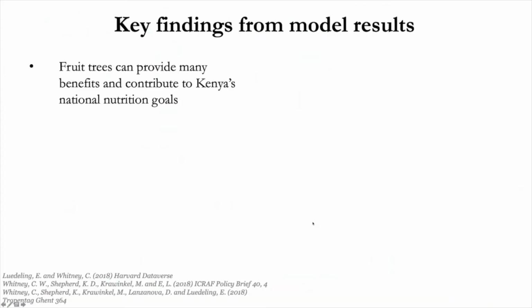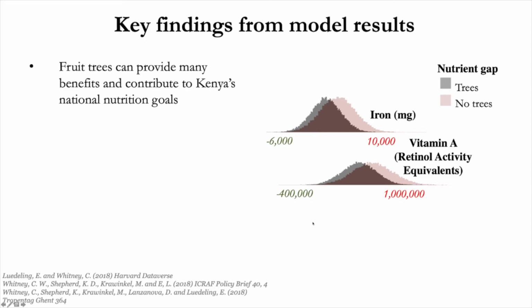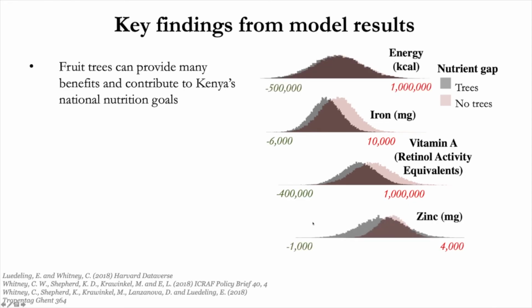The key finding from these model results is that fruit trees can provide many benefits. Here, again, lots of uncertainty and a huge amount of overlap, right? But we can see there's a nutrient gap. That is, how much is lacking in people's diets. And when the trees are planted, there's slightly less gap than when there are no trees. Vitamin A, again, slightly less of a gap when trees are planted. The same for zinc. And for energy, there's so much overlap that we probably can't be very clear on this.